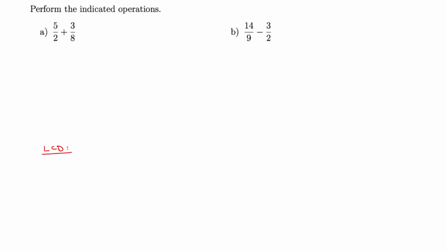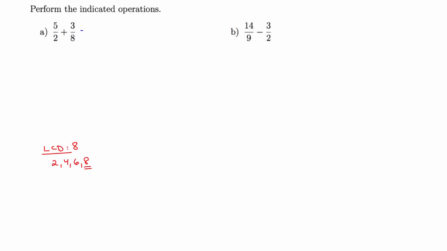There are many ways to do this. Some of you have maybe learned about prime factorizations. Others might just simply start thinking about what are the multiples of 2: 2, 4, 6, 8, and you strike upon the fact that 8 is a multiple of 2. So the LCD in this particular situation is going to be 8.